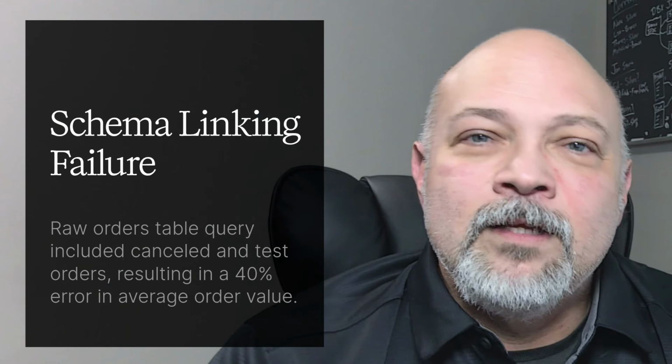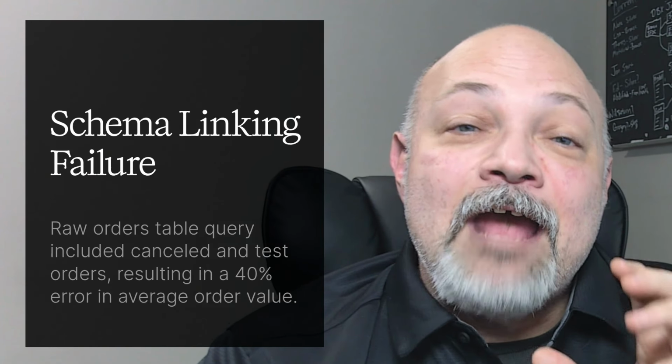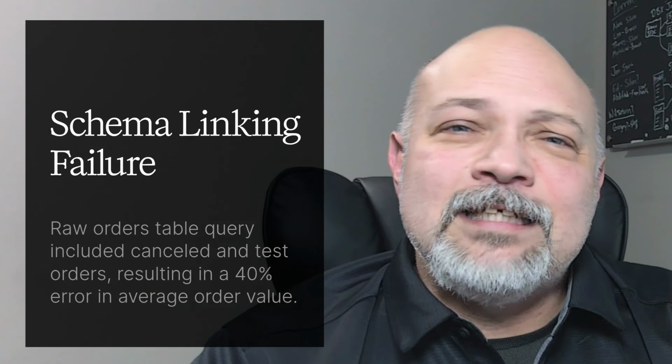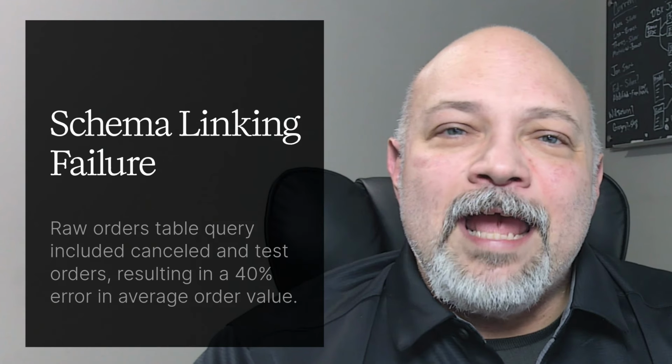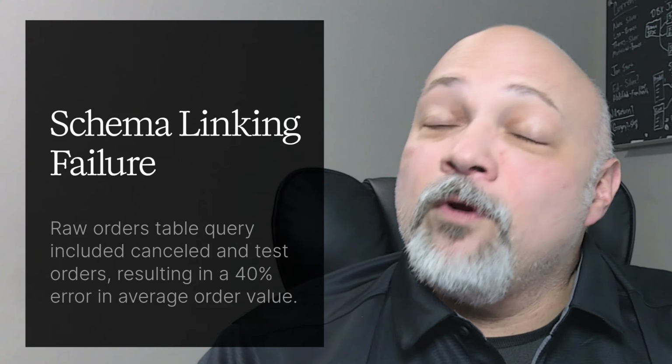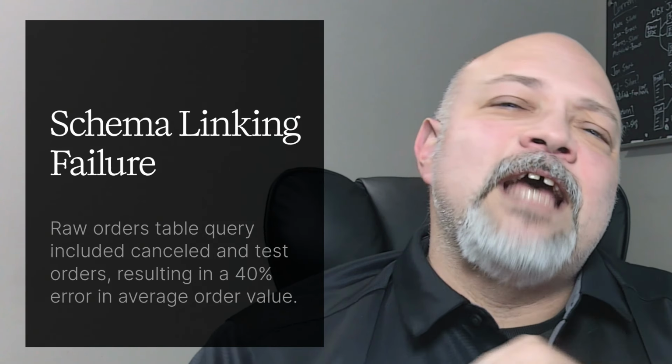I ran an A/B test on a standard orders table. Here's scenario 1. Here's the input. We gave the AI a raw orders table. It has a column for total amount and status. Here's the prompt that we gave it. What is the average order value?